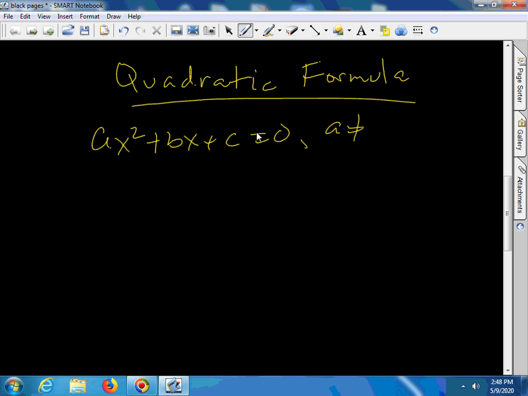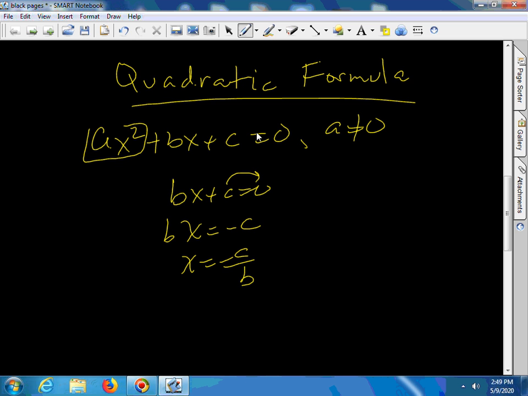And you don't want a to be 0 because a times x squared will be 0, and then you would just have bx plus c equals 0. That's the equation of a line. Now, actually, it isn't. Bring this over, and you get bx is negative c, so x is negative c over b. Okay, that's the solution to it if a is 0. So we want a real quadratic, not a fake one. We don't want a to be 0.